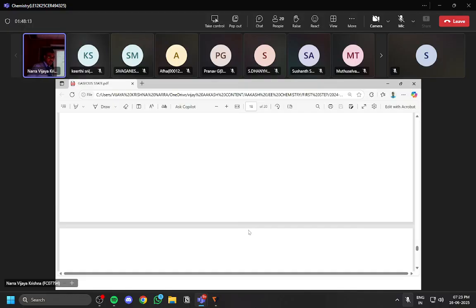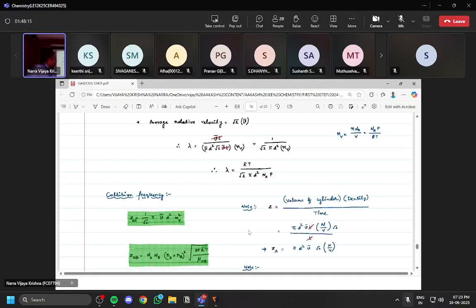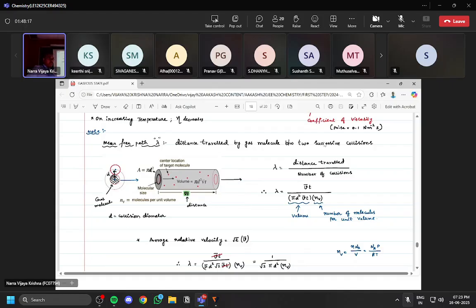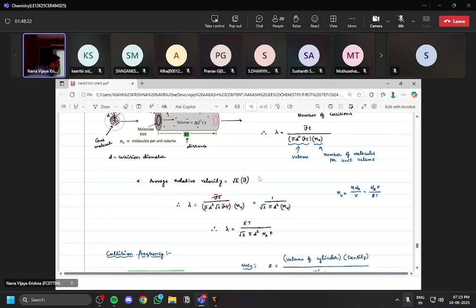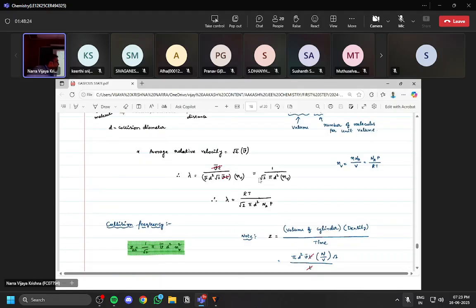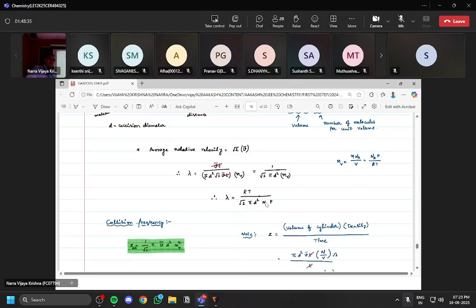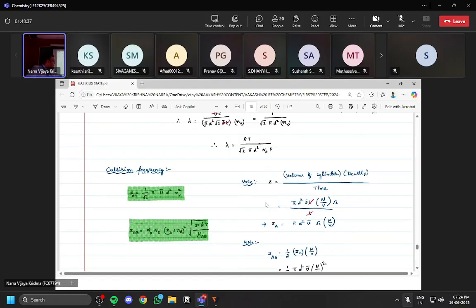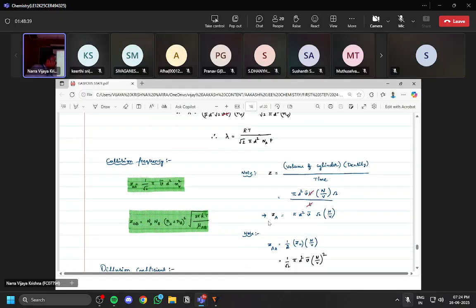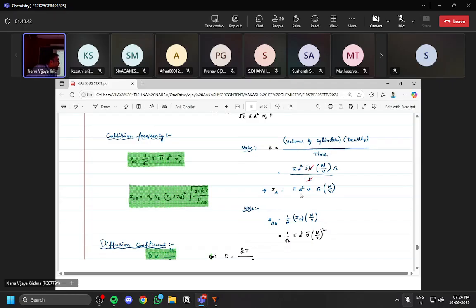See this? Mean free path, lambda, is the distance traveled by a molecule between two successive collisions. What is the lambda value? Lambda equals RT upon root 2 pi sigma square NV, where sigma is the collision diameter. Or we can write it as RT upon root 2 pi sigma square NA into P. Correct? Then what is the ZA value? ZA is root 2 pi sigma square, average velocity into NV.